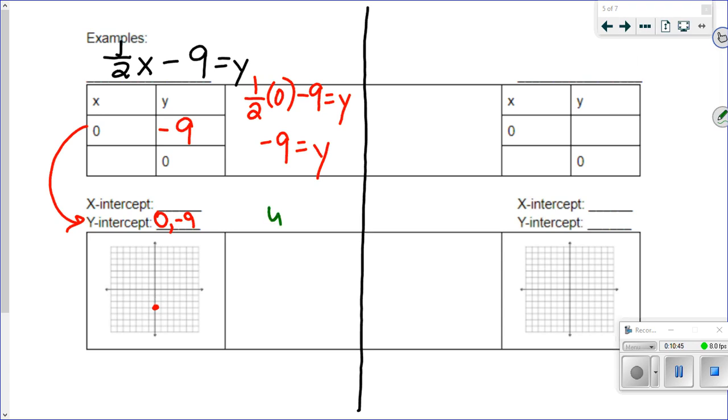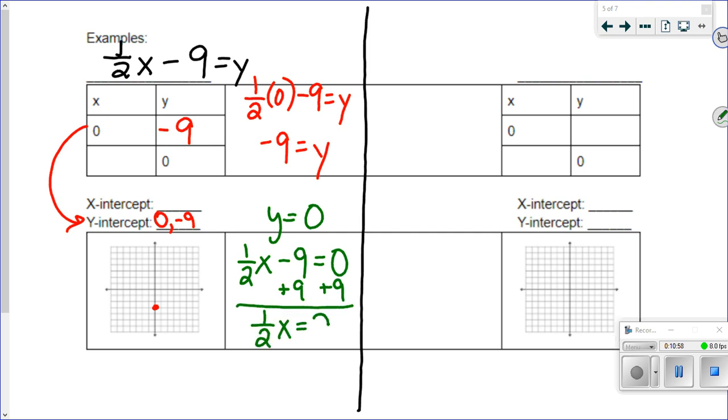So now I'm going to substitute in 0 for y. So I have a half times x minus 9 equals 0. Add 9 to both sides. So half of x equals 9. In order to get rid of a fraction, you can multiply both sides by its reciprocal. So x equals 18. So on my table, I have 18, 0 as my x-intercept.